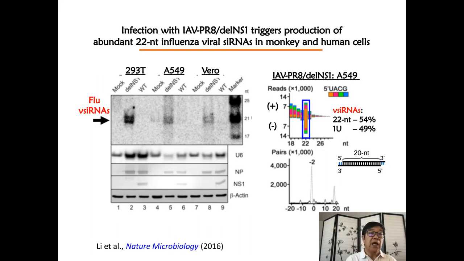Importantly, most of the sequenced 22 nucleotide viral small RNAs form the canonical siRNA duplexes with a 20 nucleotide base-paired region in the center and 2 nucleotide overhangs at both 3' ends. So this indicates that influenza viral siRNAs are processed by DICER from the viral double-stranded RNA replicative intermediate.